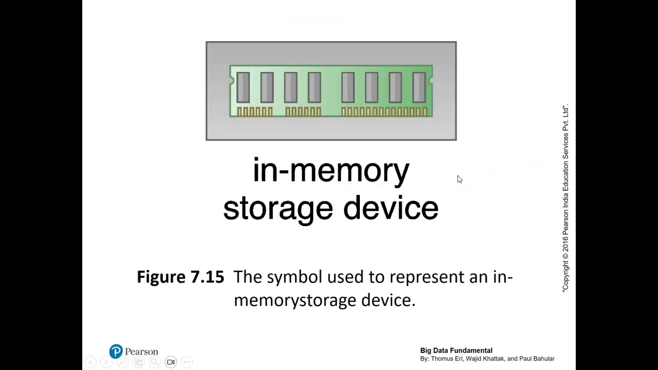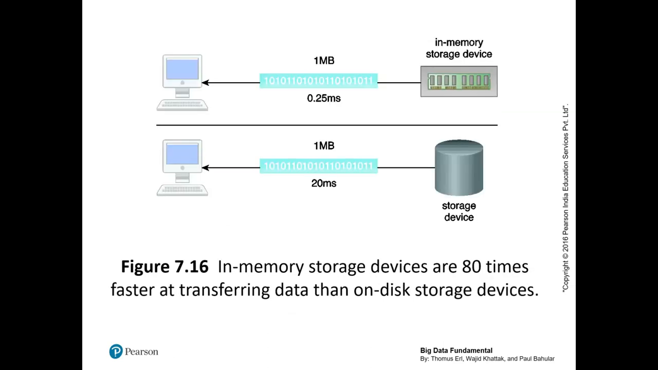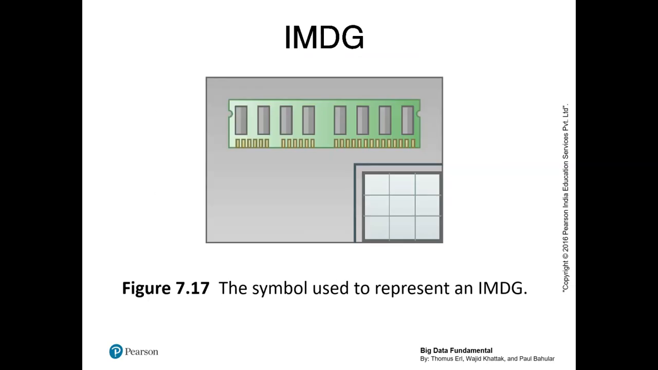Now, there we have two concepts. In-memory storage devices, when you keep the storage inside the RAM. The symbol used to represent it is like this one, and that is called an in-memory storage device. In-memory storage devices are 80 times faster at transferring data than disk storage devices. Disk storage devices take more time, while in-memory storage devices are faster, because here you can process and store together, so the transferring time is saved.